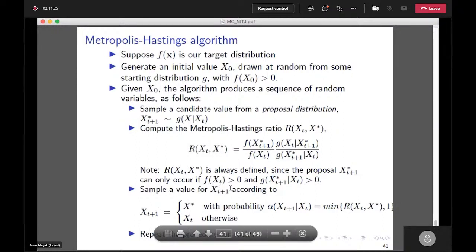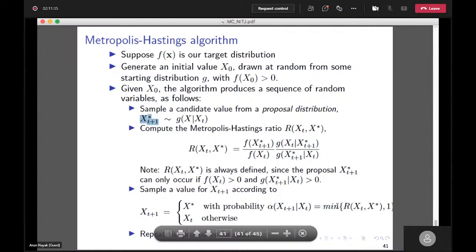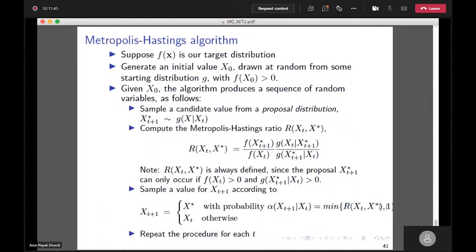So you keep xt plus 1, okay, with a probability alpha, which is given as the minimum of r and 1. So that means if r is greater than 1, you take probability 1, or if r is less than 1, you keep them with this much probability.